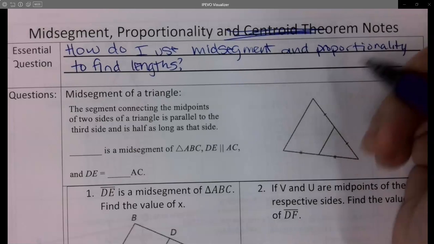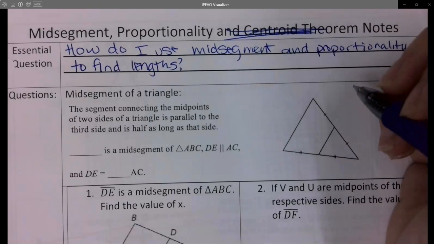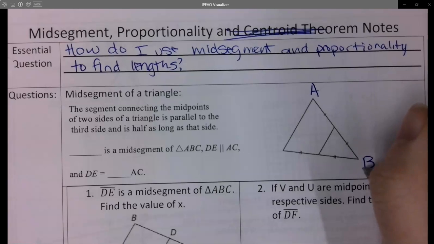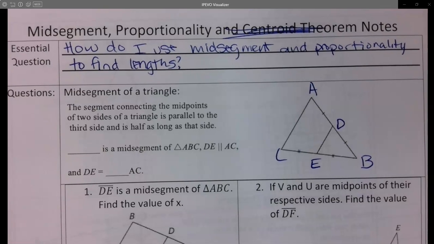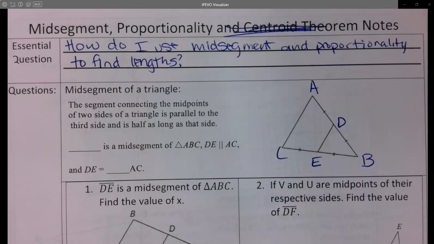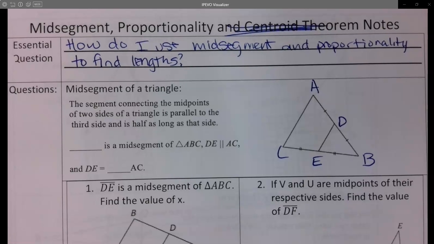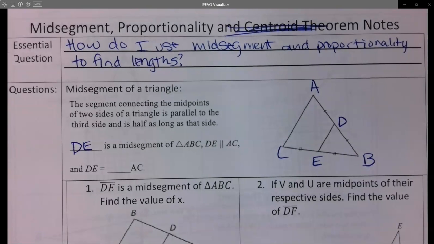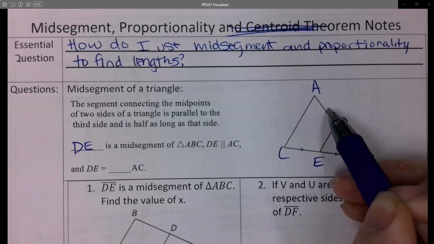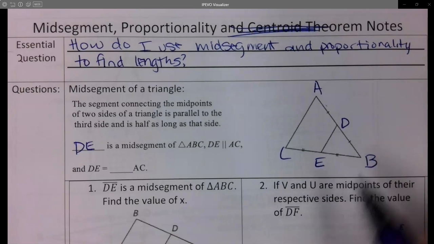So this one, I want to label my triangle. This is going to be A, B, C, and then this is D and E. If I take a look at this triangle, DE is the midsegment of triangle ABC because it is splitting AB in half and CB in half.